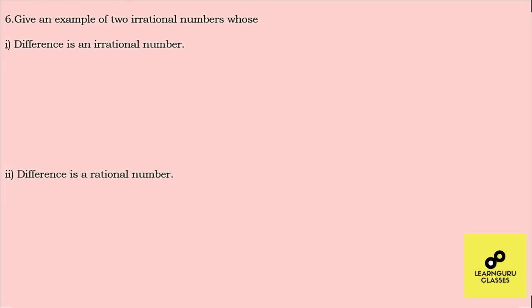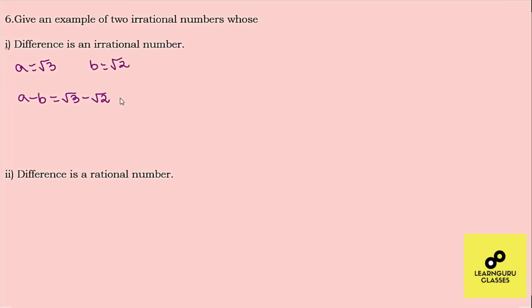The sixth question is, give an example of two irrational numbers whose difference is an irrational number. So let's take the two examples as A equal to root over 3, B equal to root over 2. So if I do A minus B, that will give you root over 3 minus root over 2, that will yield you an irrational number.